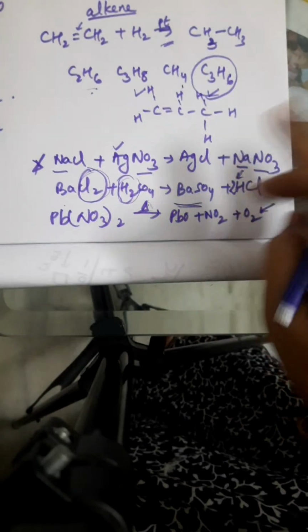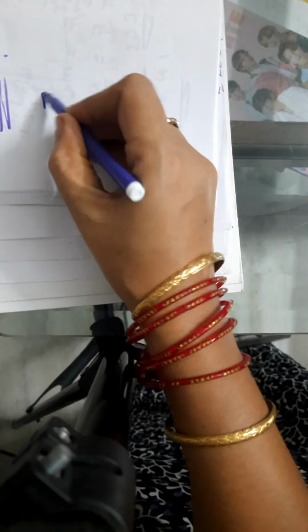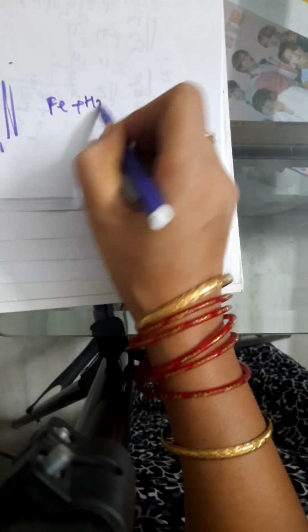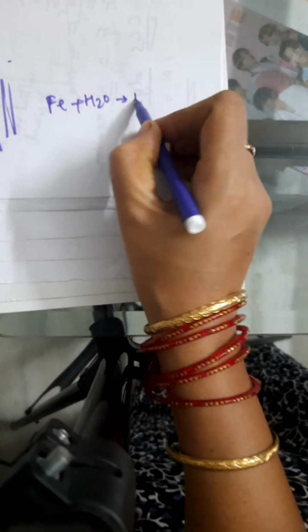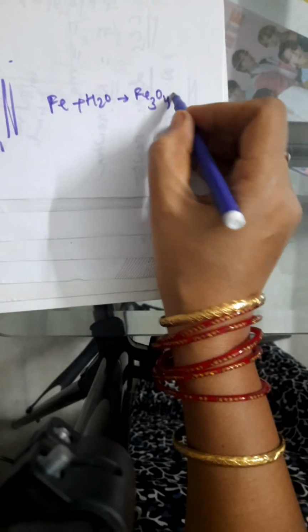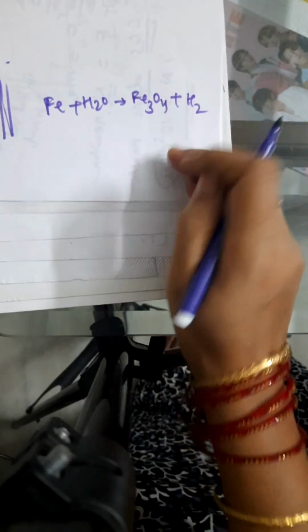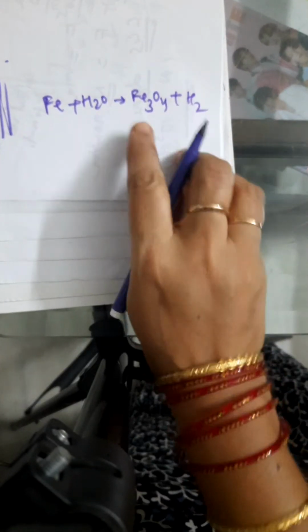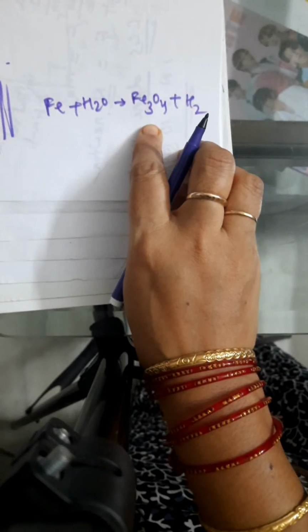And one more question is here to balance. So let's start out with that. Now here the next question of balancing. Fe plus water will form Fe3O4 plus hydrogen. 2 hydrogen are there, Fe is 3, oxygen is 4.